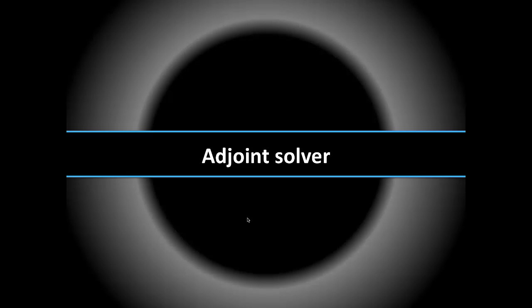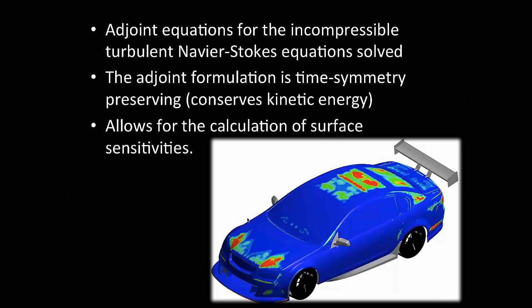So the adjoint solver, this will answer one of the big questions probably with why we all have end plate mounted wings on these cars. The adjoint equations for the incompressible turbulent Navier-Stokes equations are solved in this. The adjoint formulation is time symmetry preserving, i.e. conserves kinetic energy, and allows for the calculation of surface sensitivity. This is something that Dr. Stevens lent us for the purpose of analysing some of the VE aero back in 2012.